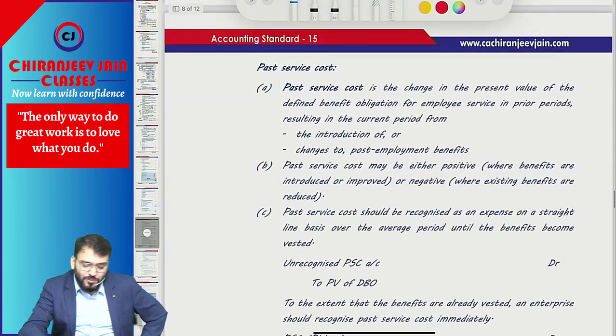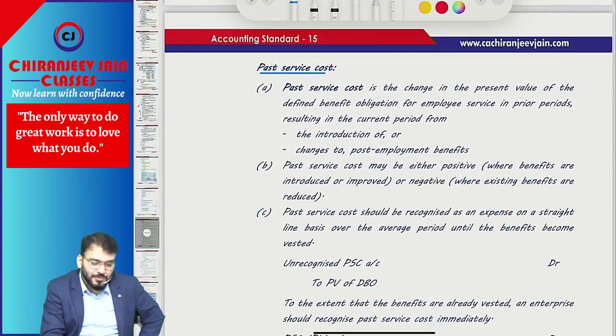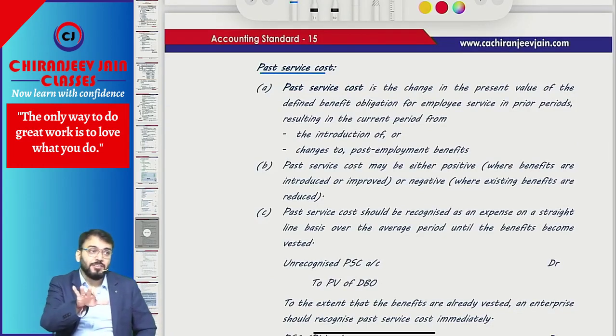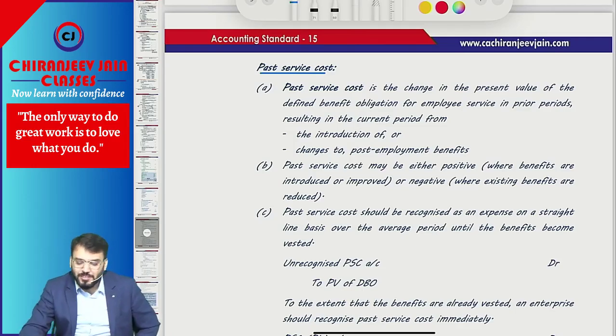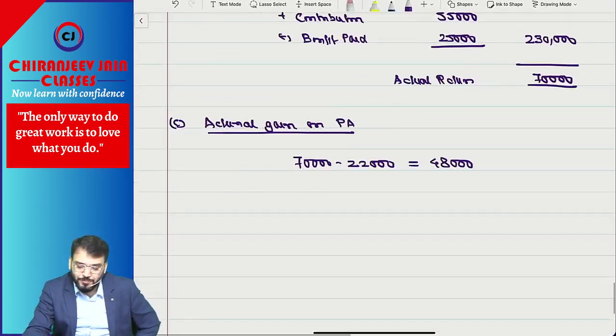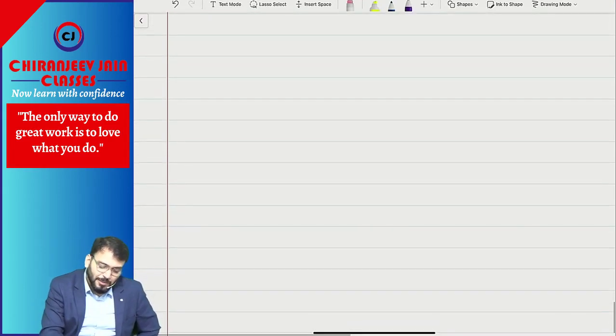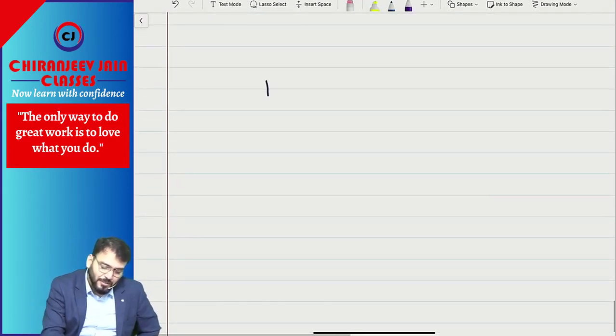Now there is one more concept of past service cost. In this we are doing defined benefit plan. Defined benefit plan is not yet over. Now past service cost means what? What do they want to say? Suppose the company was started in 2005 and right now it is 2020.